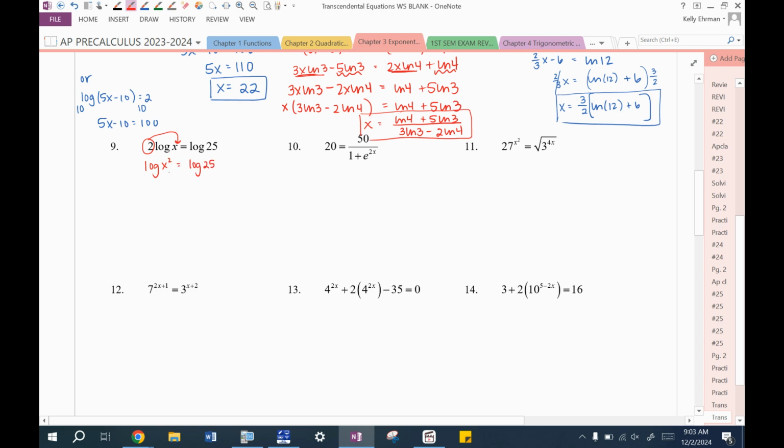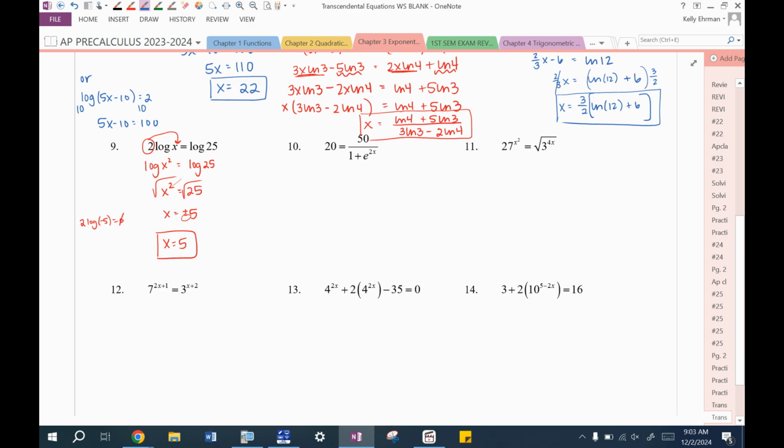Now this is the one-to-one property because it's log equals log. So you can just say x squared has to equal 25. And we're used to getting plus or minus 5 when you square root both sides. But remember, you can't log a negative. So negative 5 is out because you can't do 2 log a negative 5. That's no good. So it's only x equals 5 for the solution.